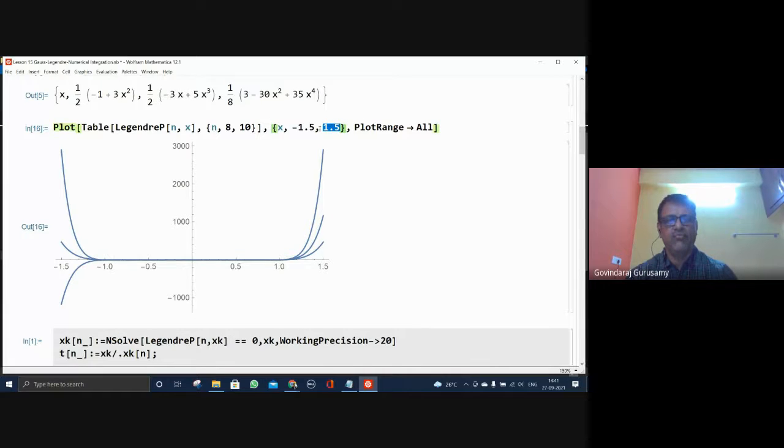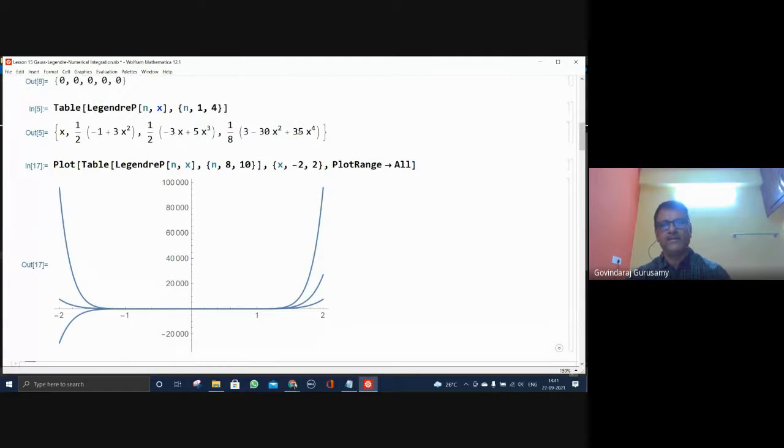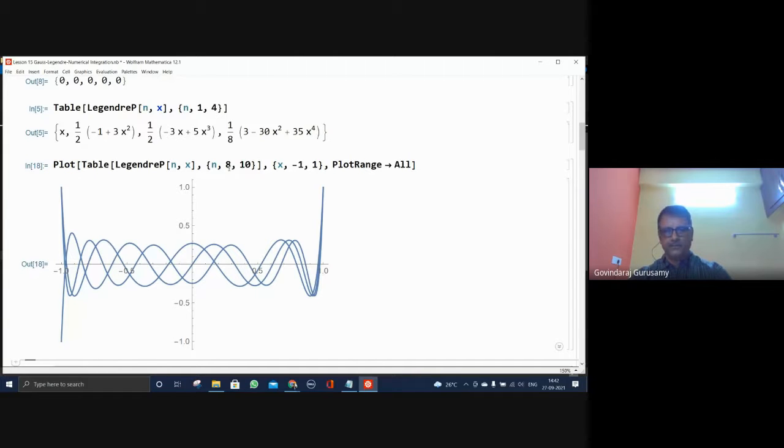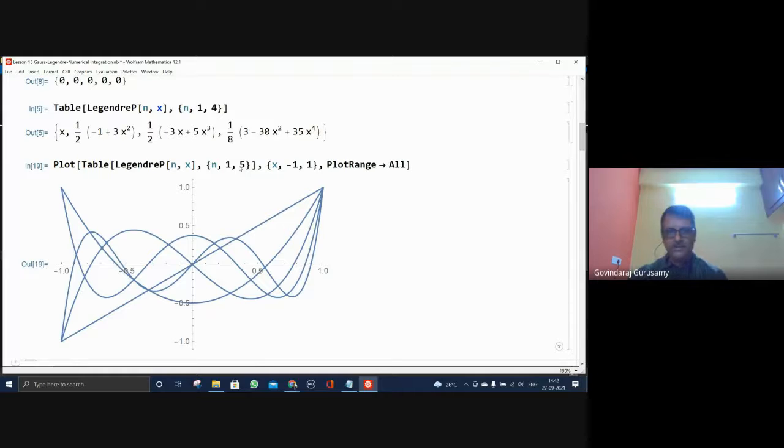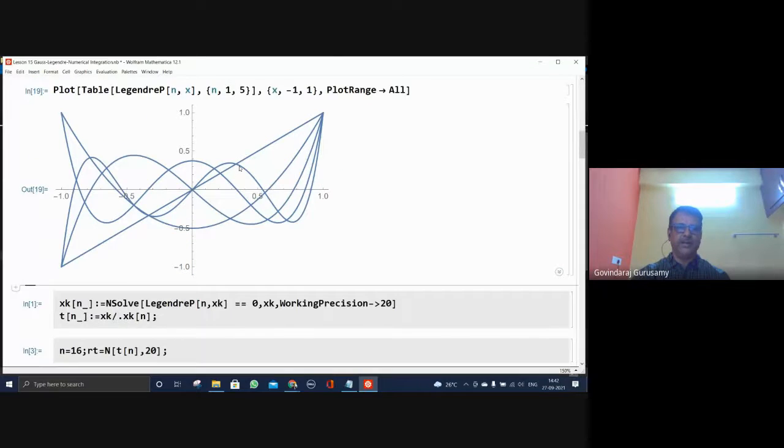If I make it 2, you lose all information that is happening at small values. By the time it becomes x from -2 to +2, the magnitude has become enormous. It's 10 power 5 by the time it reaches 2. So there is more information within +1 to -1. And we can have the plots starting from 0 to, let me take 5 of them. This is what you have for the Legendre polynomial.